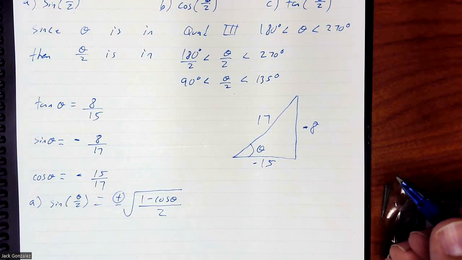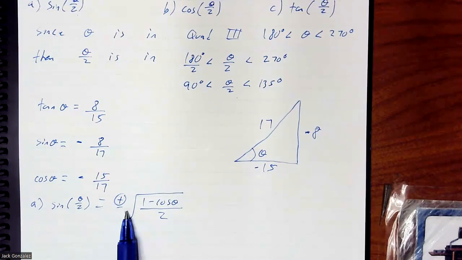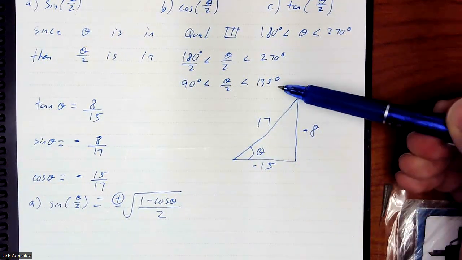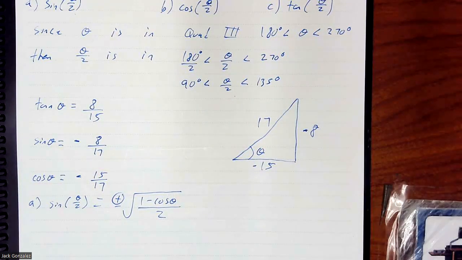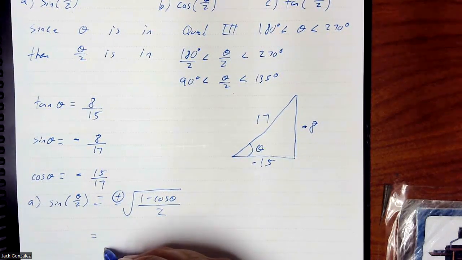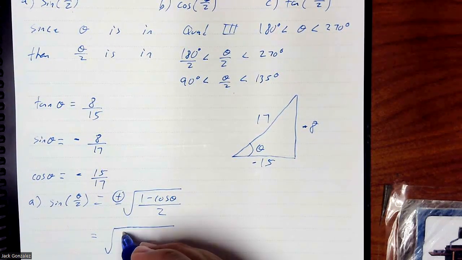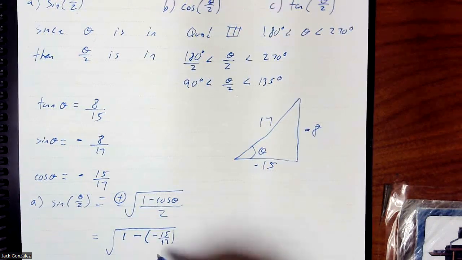Since I'm doing a half angle formula, the formula gives you plus or minus, and you need to choose it. You will choose it using the location of the half angle. So I'm going to choose plus, so I'm not going to write it anymore. Just plug in your cosine, which is 1 minus a negative 15/17.